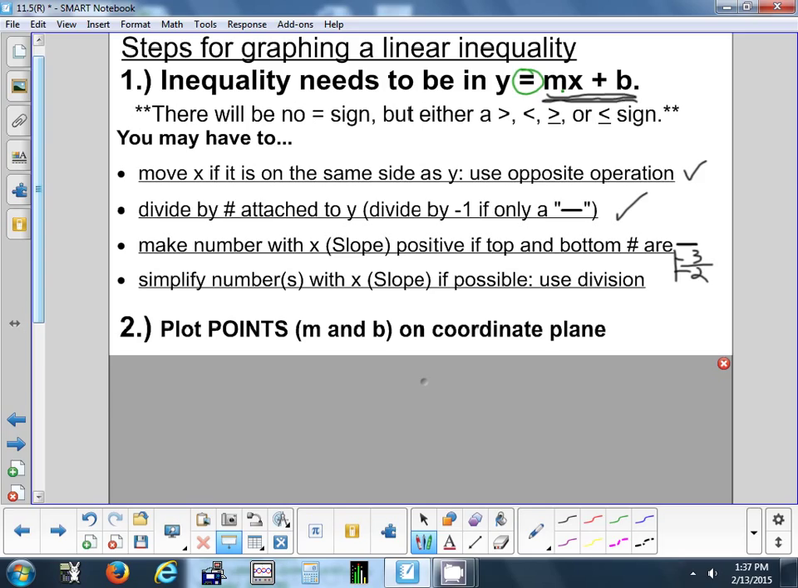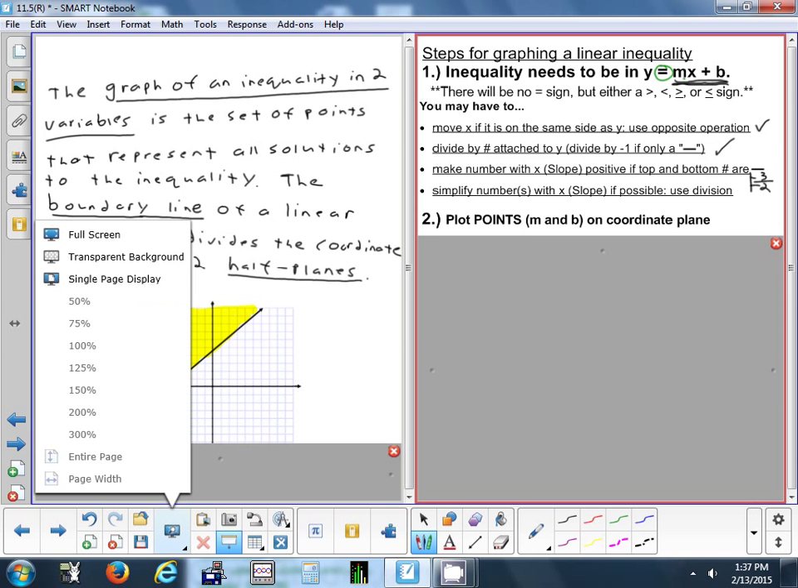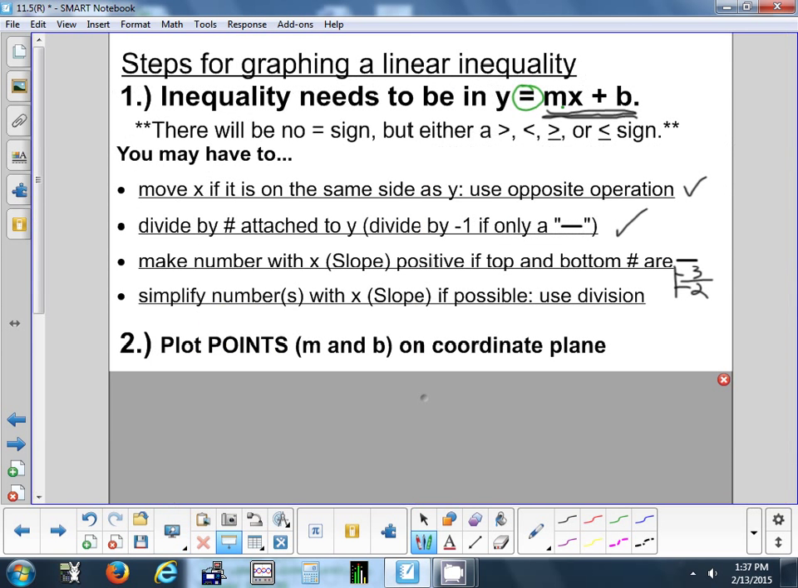What do I mean by now you have to draw it? You've got to draw this line. Now we got to figure out how to draw it. What are the 2 letters that affect how your line is going to look? No, not the x and the y. The m and the b.